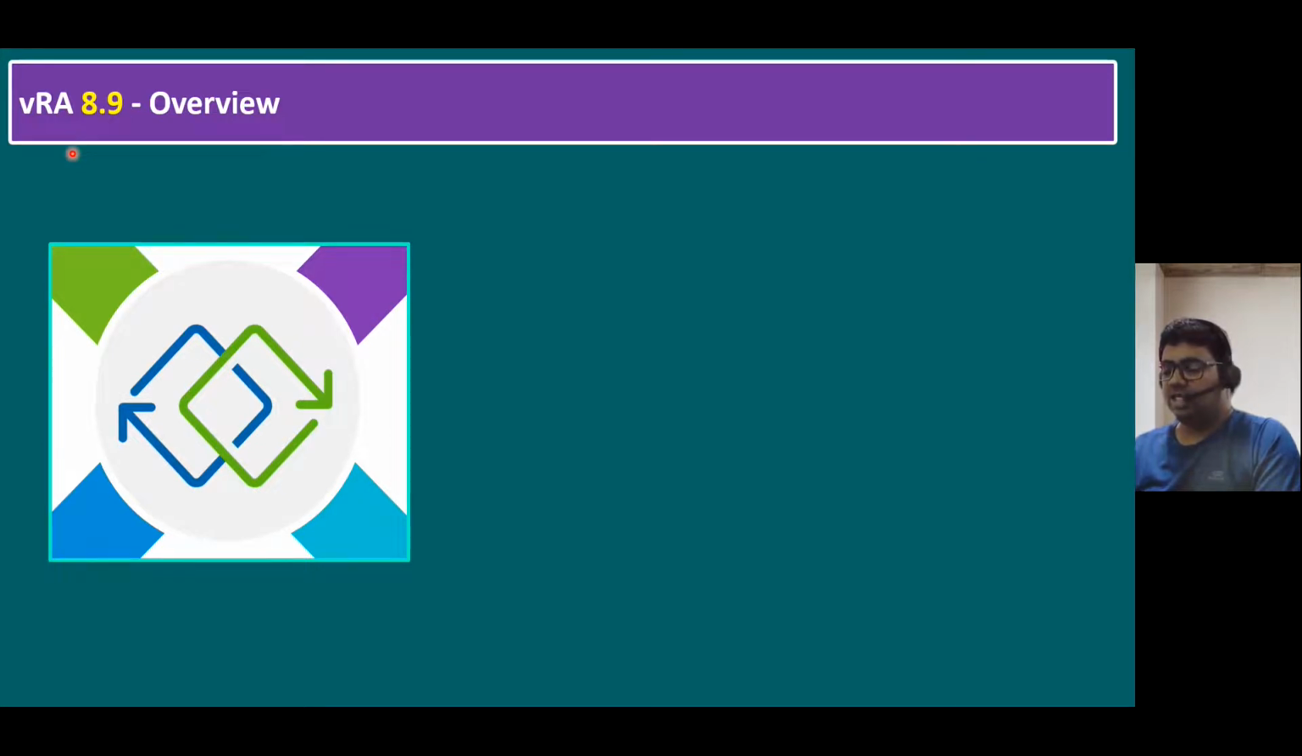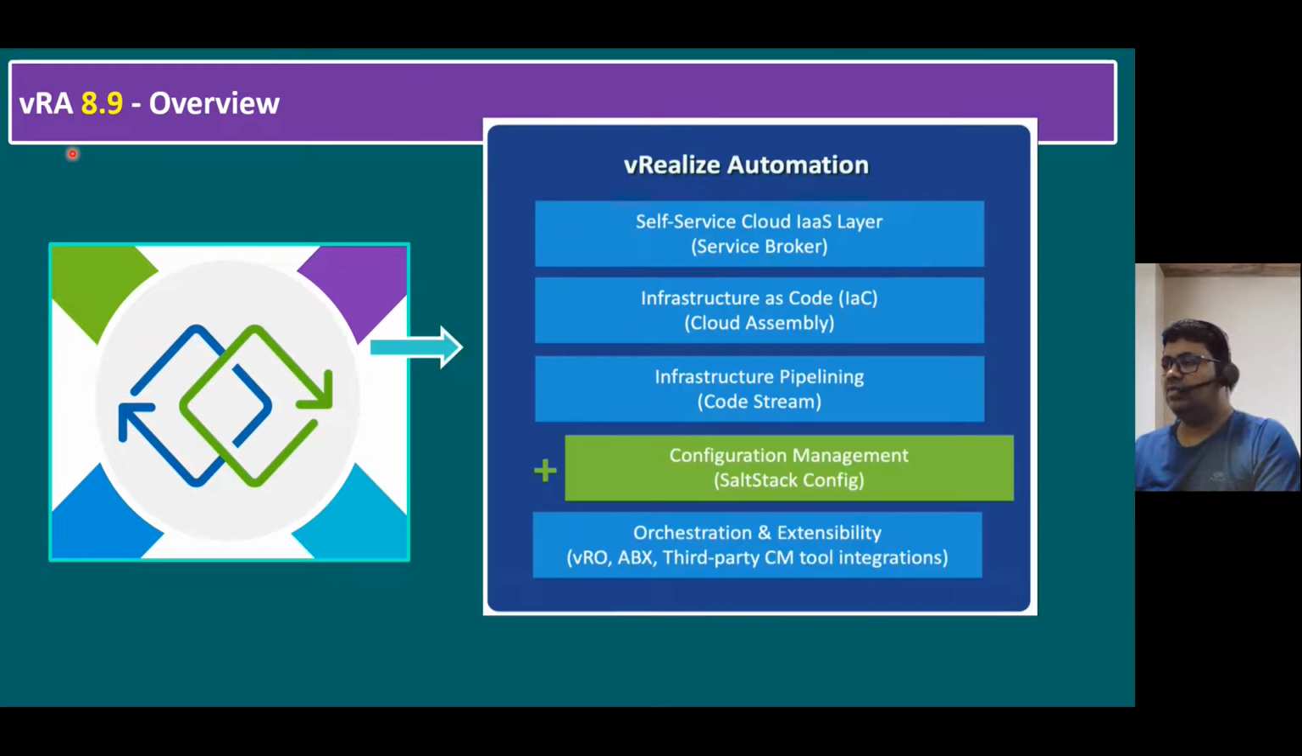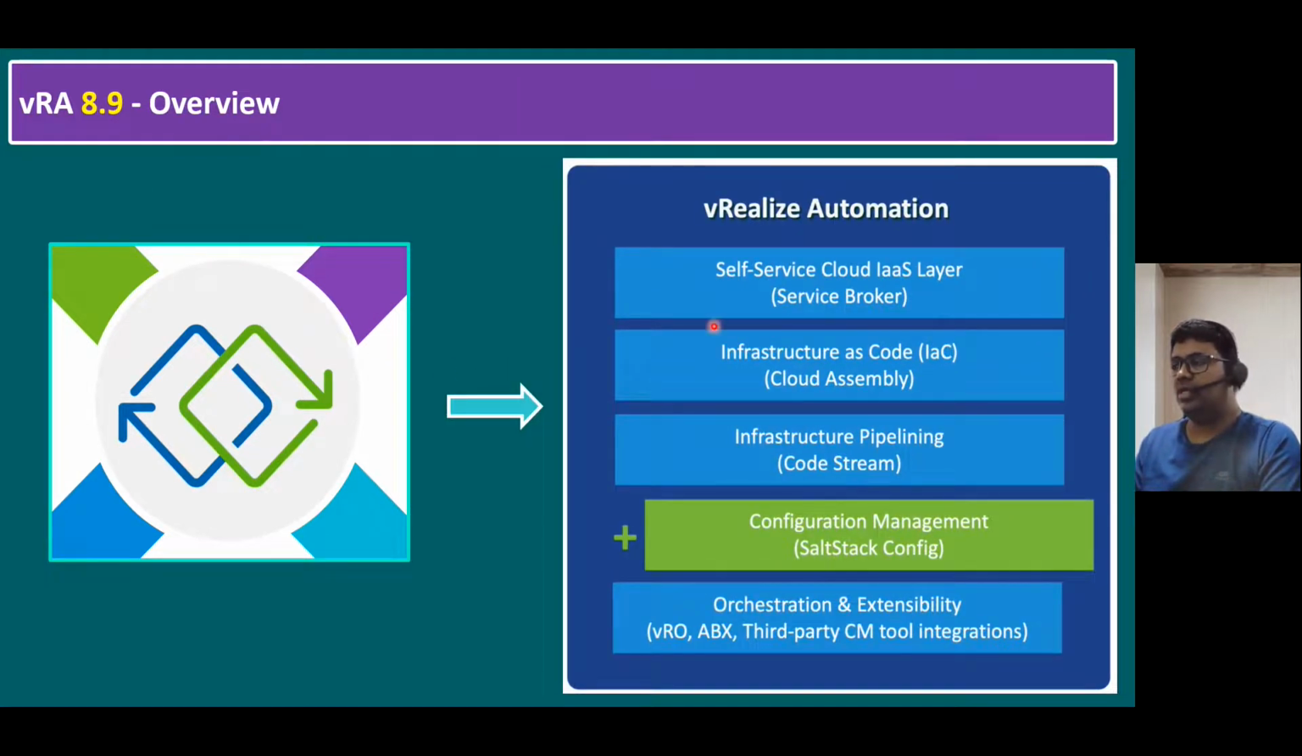Okay, and as per our previous session discussion, when we install vRealize Automation, it mainly comes with four components: service broker, cloud assembly, code stream, and orchestration. So try to familiarize yourself with this terminology. Later on, we'll have a separate session for each component, and I will explain service broker in complete detail. But in simple terms, service broker is mainly the self-service cloud infrastructure as a service layer.